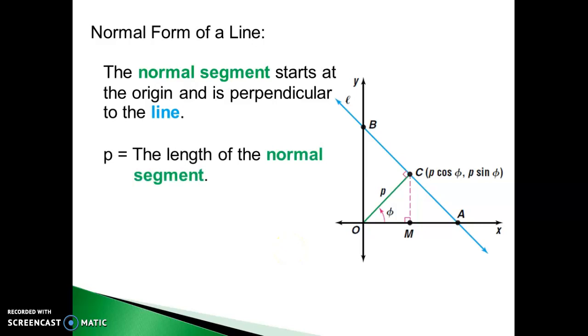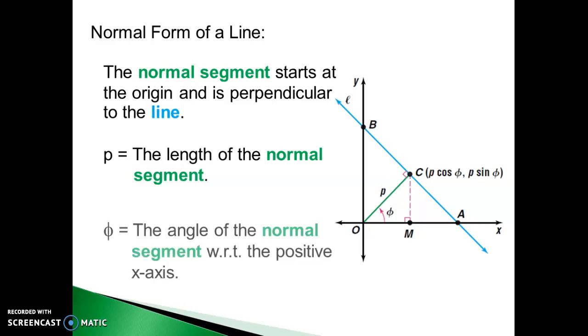P represents the length of that normal, or the length of that hypotenuse in that picture. And then phi is the angle that P forms with the positive x-axis. So those are 2 important things to remember about that.